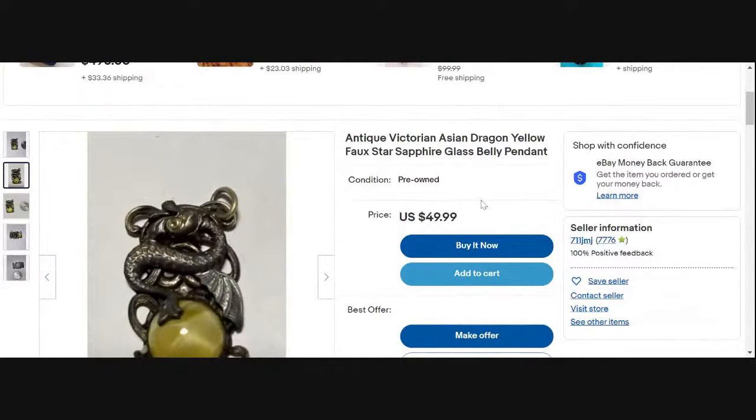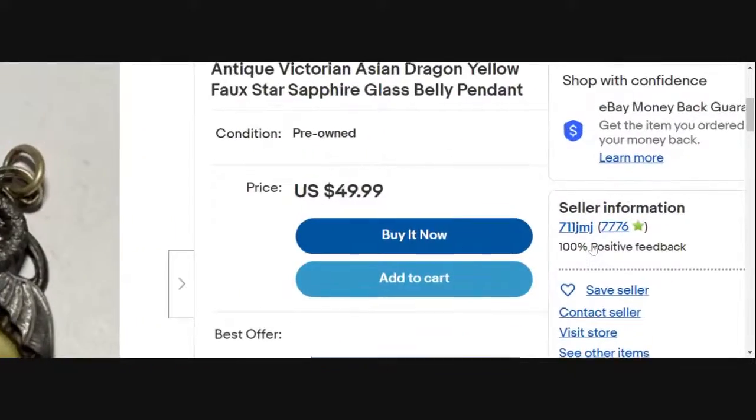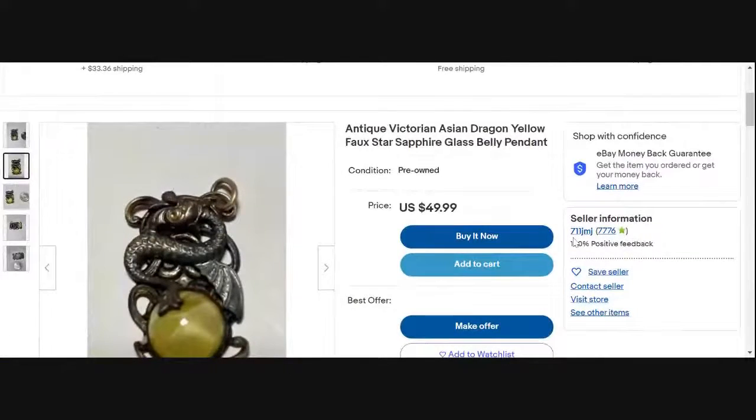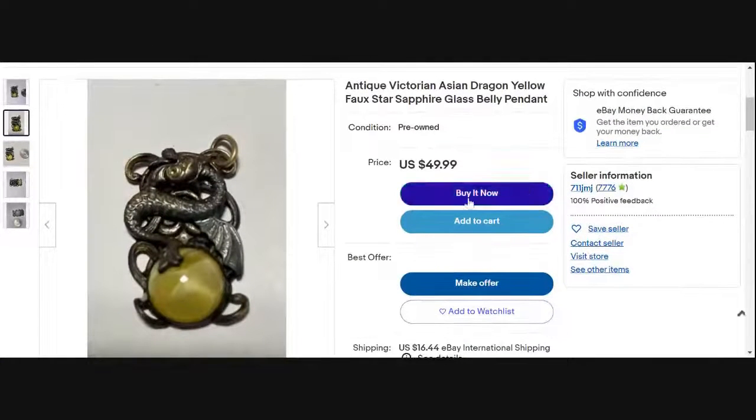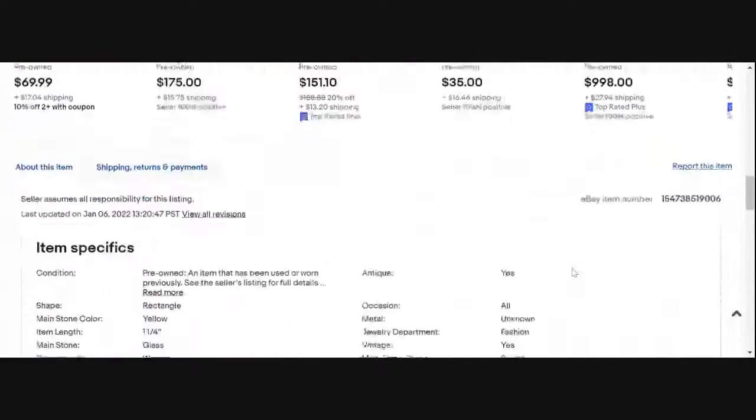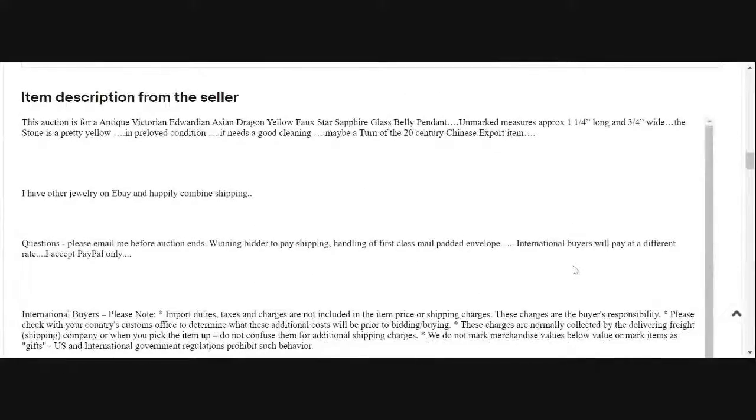The price is $49.99. Seller is 711 JMJ, I think. I'm trying to read this. Let's go in there. 711 JMJ. Perfect. Tiny type, hard to see. And they are taking offers as well, so something to look at. I'm just going to scroll down and see what they say.